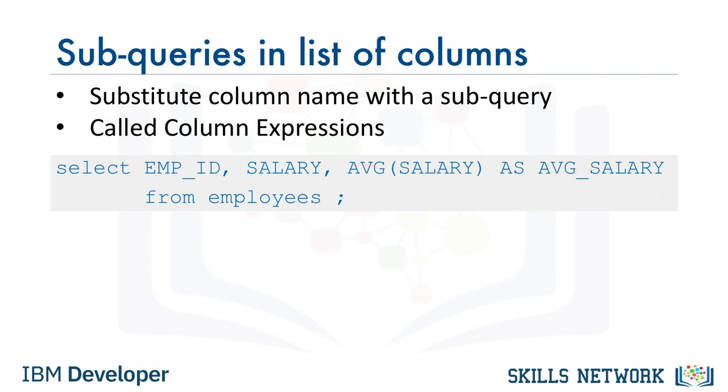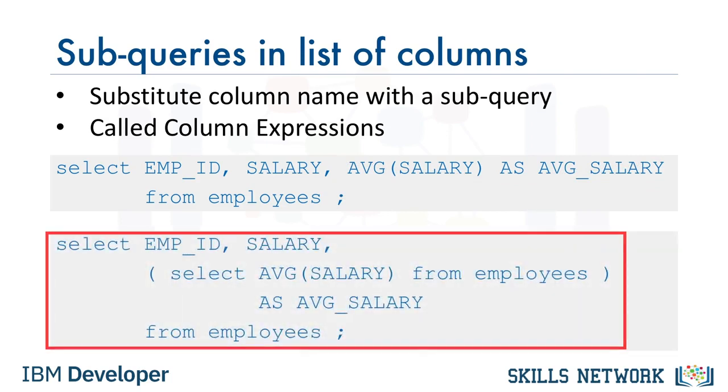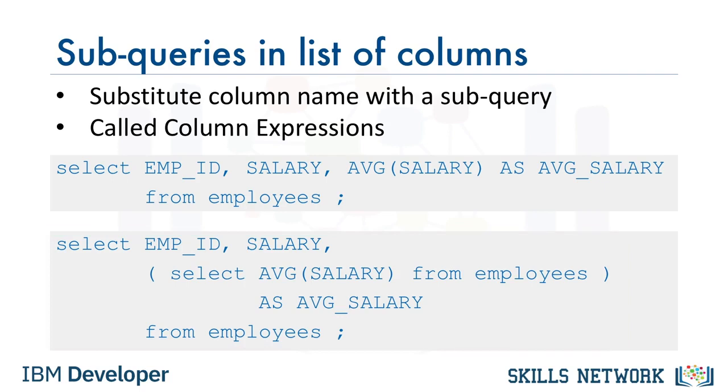We can circumvent this error by using the average function in a subquery placed in the list of the columns. For example, select employee ID, salary, open left parenthesis, select average salary from employees, closed right parenthesis, as average salary from employees.